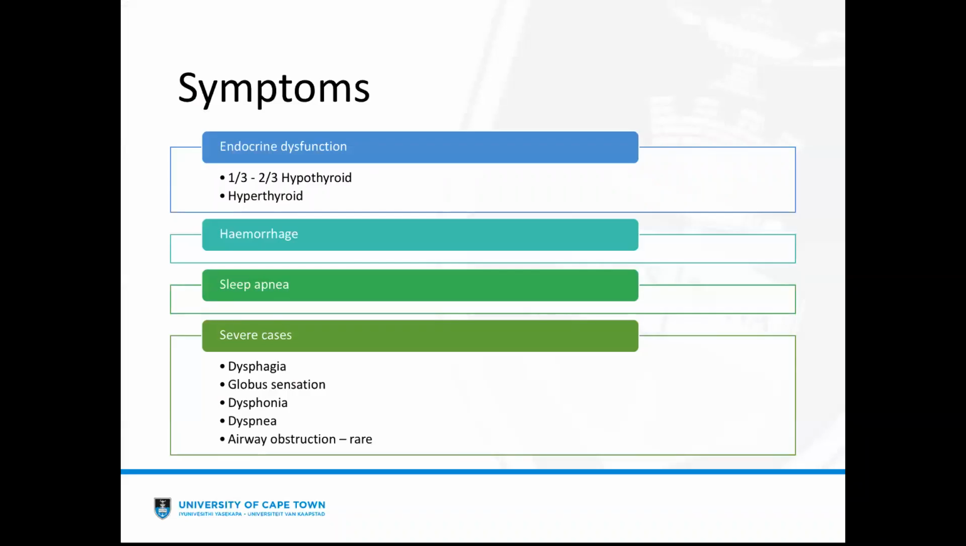Symptoms of ectopic lingual thyroid include endocrine dysfunction. 1 to 2/3 of patients are in fact hypothyroid, and a minority of patients can be hyperthyroid. Patients can present with hemorrhage from the lesion, may have just specific symptoms of sleep apnea, and the most common presenting symptoms in severe cases are dysphagia, a globus sensation, dysphonia, dyspnea, and, in the rare occurrence, airway obstruction.